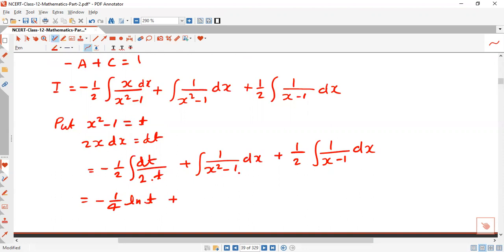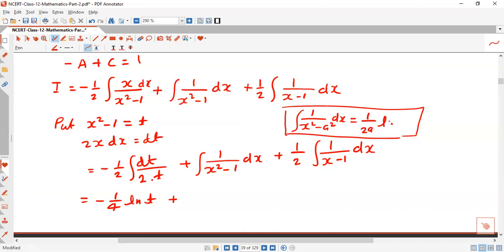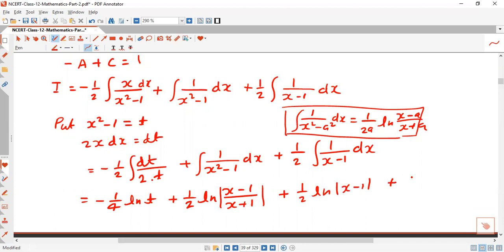minus a square. Since we use this formula, 1 upon h square minus a square, I will write down the formula here. Let's see what formula we are using here. 1 upon h square minus a square dx will be equal to 1 upon 2a log of h minus a upon h plus a. So 1 upon 2a, 1 upon 2 log of h minus 1 upon h plus 1. Okay. Plus half log of mod h minus 1 plus some constant c.